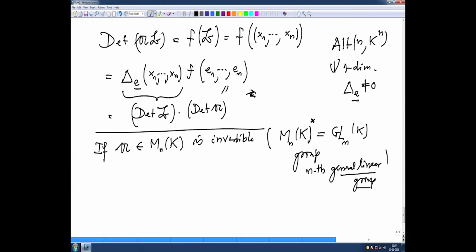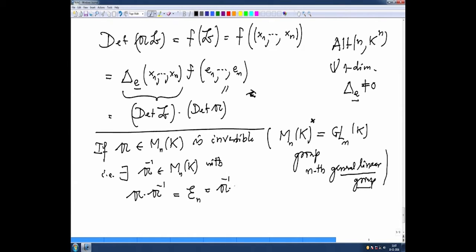This is a very important group even in other branches of mathematics, analysis and Lie algebras, Lie groups, and so on. So, if it is invertible, then I know there exists an inverse in M_n(K) with the property that A times A inverse equals the identity, which also equals A inverse times A.